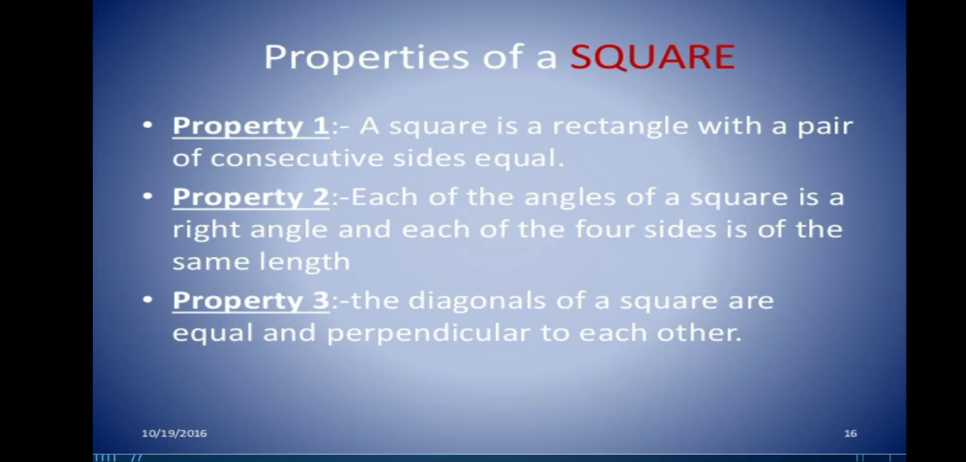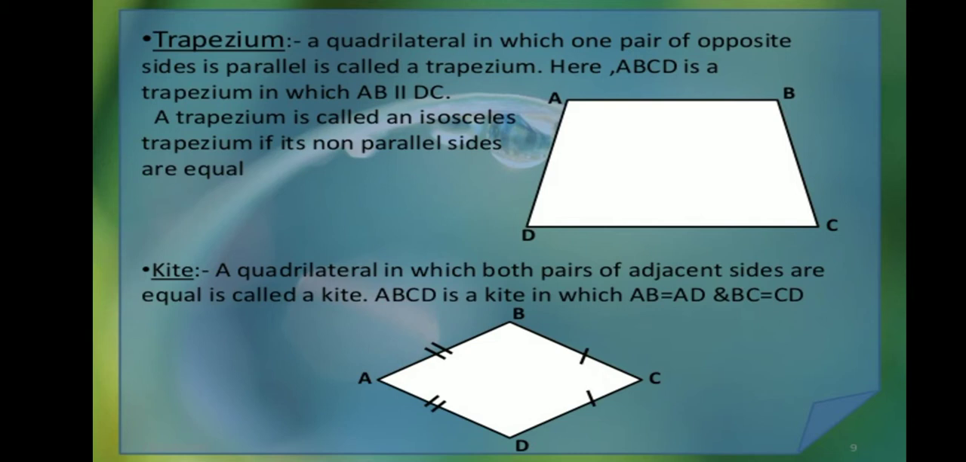Now a square. A square is that type of rectangle in which all four sides are equal, each angle is 90 degrees, and its diagonals bisect each other and are also perpendicular. It means when they cut each other they make an angle of 90 degrees, and they also divide each other at 90 degrees.